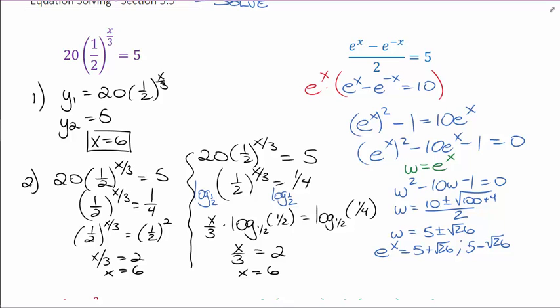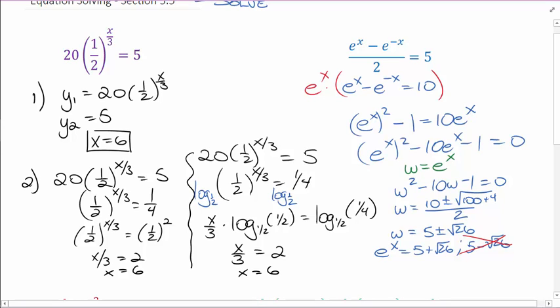E to the x is an exponential function, and an exponential function can never be a negative value. So 5 minus some greater value than 5 is an impossible value because that would be a negative. So all we need to do is solve e to the x equals 5 plus the square root of 26.